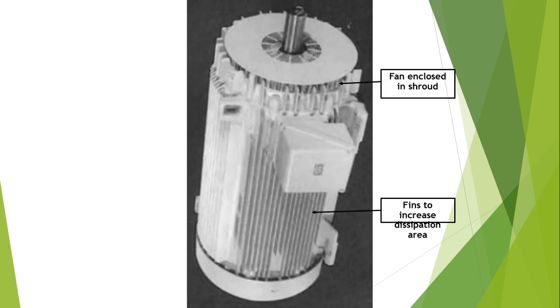So this is an example of an induction motor. The fan is embedded in the shroud over here on this end. The fan is added to increase the airflow, and enhanced airflow will help in effective heat dissipation. It will not basically reduce the heat produced, but it helps in dissipating it.